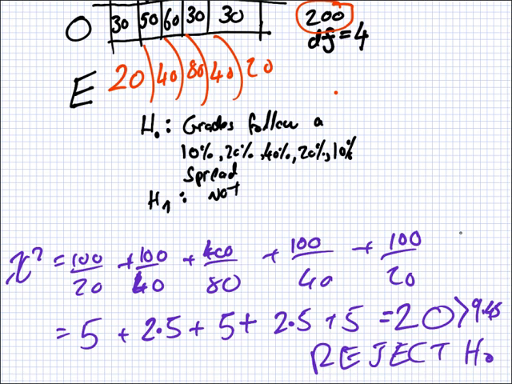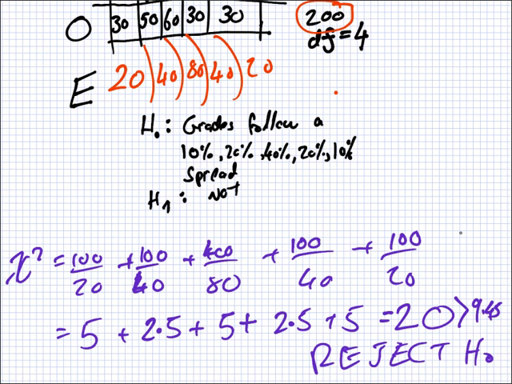So is this, like, I just want to... your expected values were different. I just maintain like a 40, of course. Yeah, so you've tested a different hypothesis. But it's rejected still. Yeah, but he's tested the different thing. I've tested if the grades follow a 10, 20, 40, 20, 10 spread.